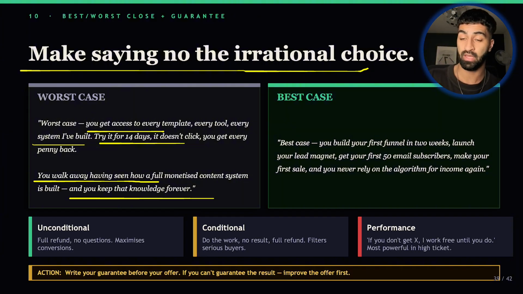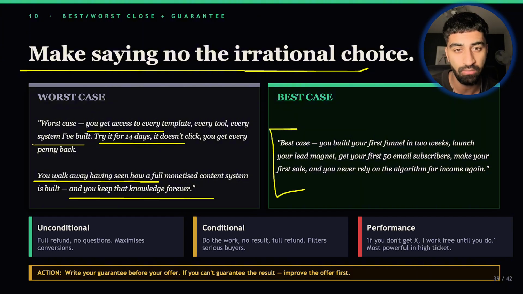And then it goes to someone's head like, okay, if I pay for this, worst case scenario, there's this guarantee in place. I'm going to gain knowledge. I'm going to get better. That's worst case. And then you say best case, just add in the dream outcome.